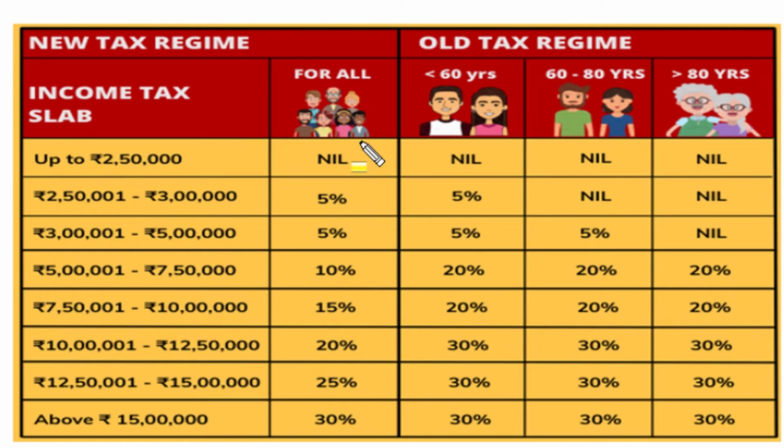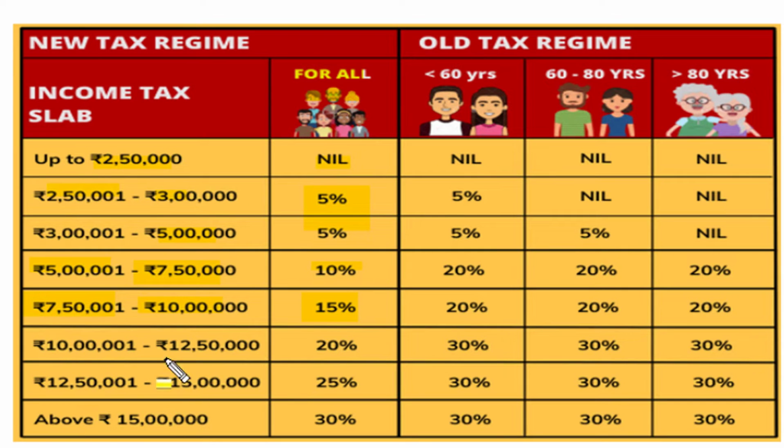As per the new tax regime for all types of individuals, for income up to 2,50,000 there is no tax, and for income above 2,50,000 up to 5 lakh there is a 5% rate of tax on this additional amount. If income exceeds 5 lakh and is up to 7,50,000, the additional income would be taxed at a rate of 10%, and for income above 7,50,000 up to 10 lakh, the additional income would be taxed at the rate of 15%.